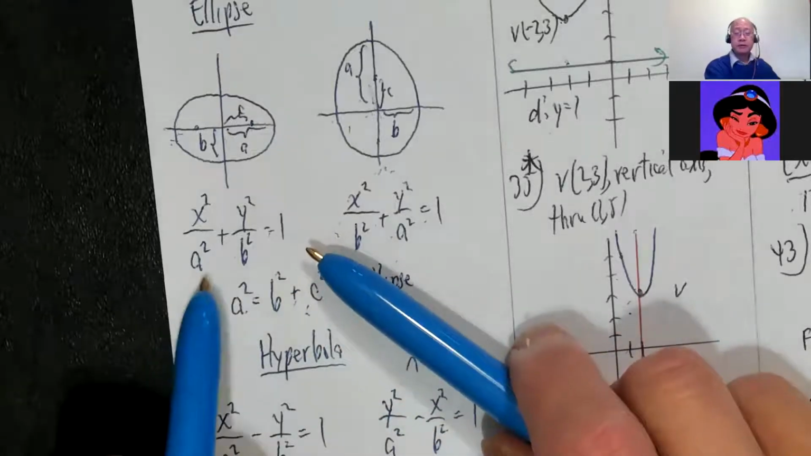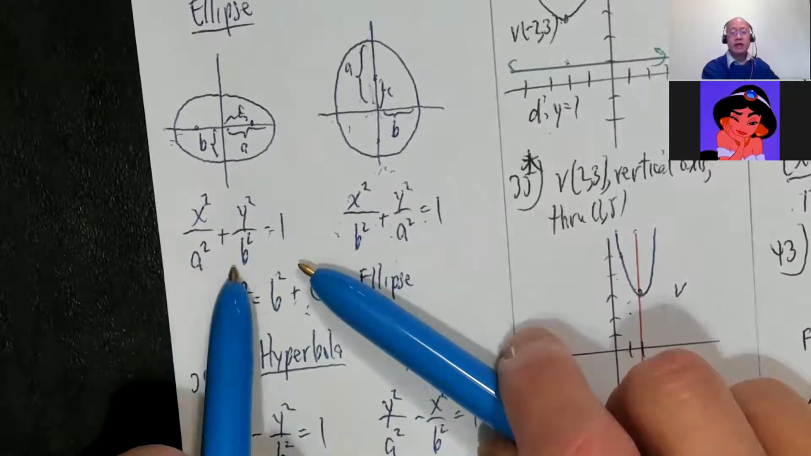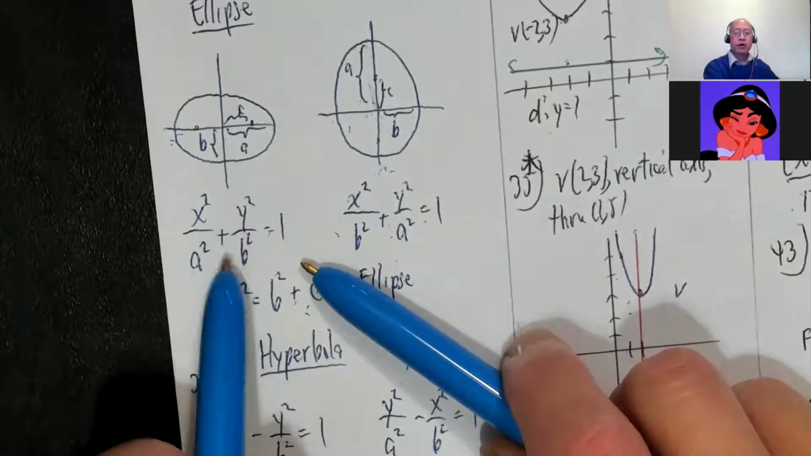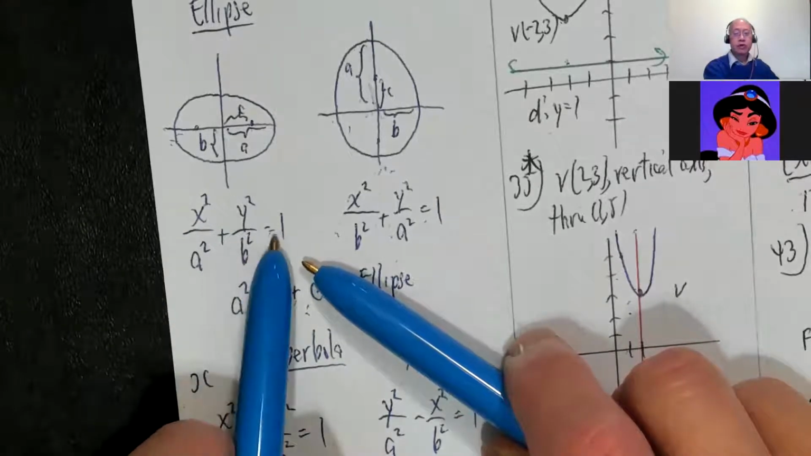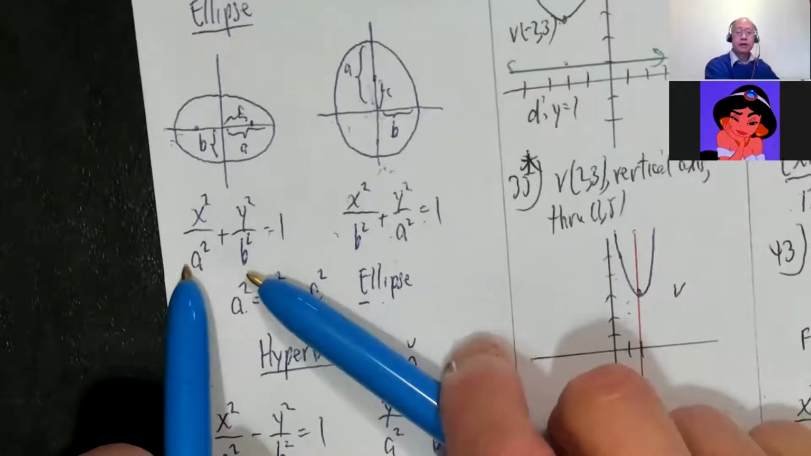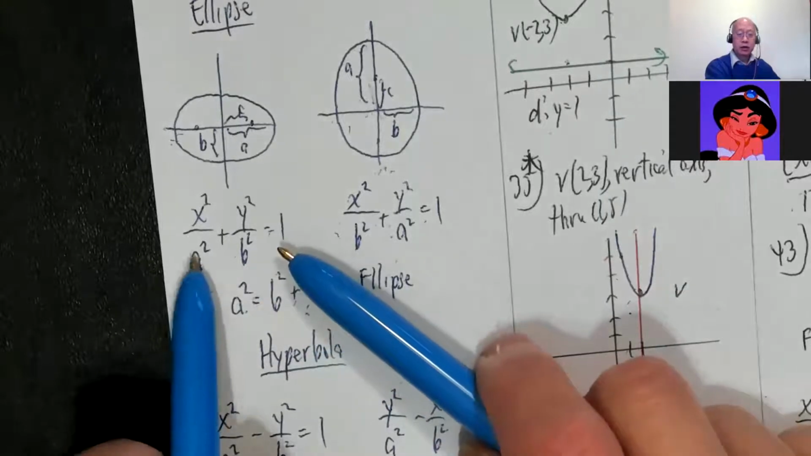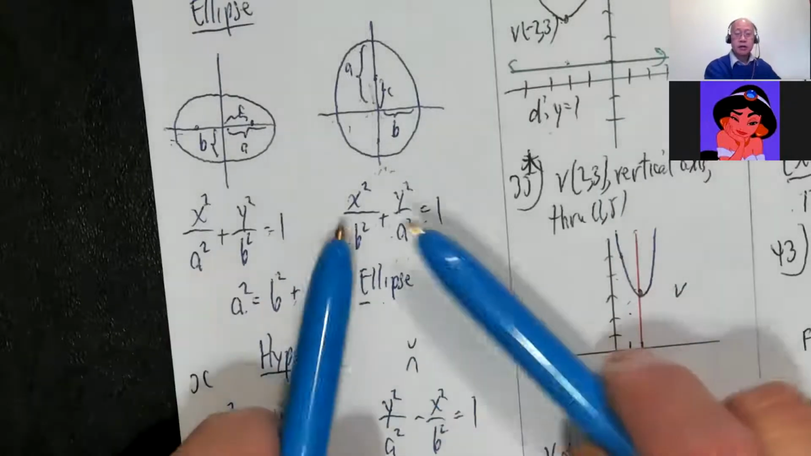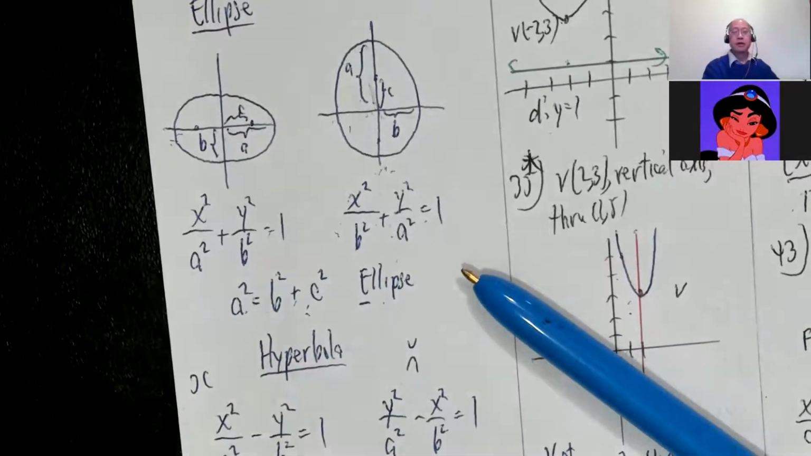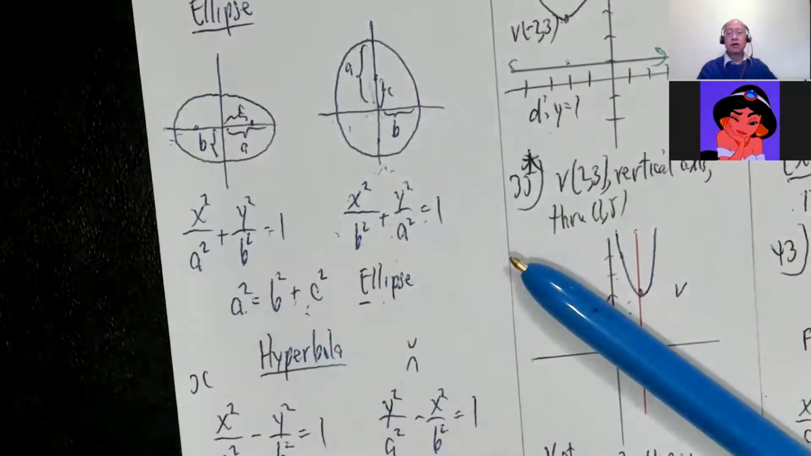In general, for an ellipse, the A and B are different. If A and B are equal, then you have a circle. So if it goes, let's say x squared over 25 plus y squared over 25 equals 1, then you have a circle. But in general, these are going to be different numbers. So the number under the x, whether it's A or B, that's how much you go left and right. The number under the y is how much you go up or down.